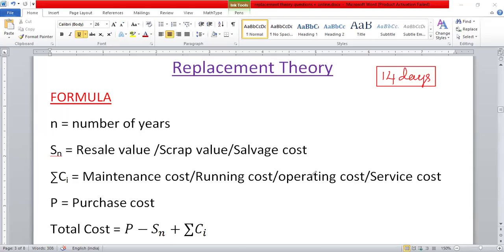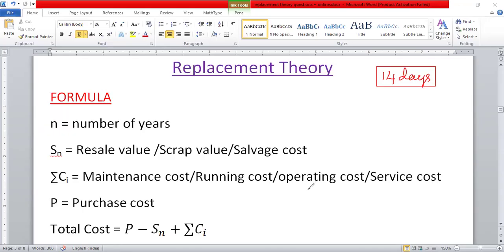Yeah, hello guys. So today I'm going to revise the operation research chapter. In that we have 5 techniques. There is one technique I'm going to revise today, that is called replacement theory, one of the techniques out of 5.